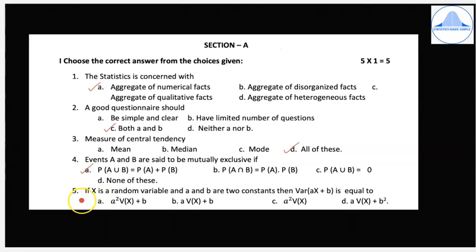Fifth: if X is a random variable and A and B are two constants, then variance of AX plus B is equal to first subdivision A square variance of X plus B, second subdivision A V of X plus B, third subdivision A square variance of X, and D A variance of X plus B square. The correct choice is C, A square variance of X.